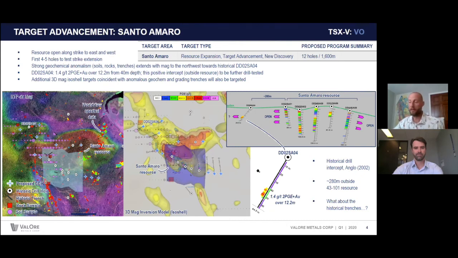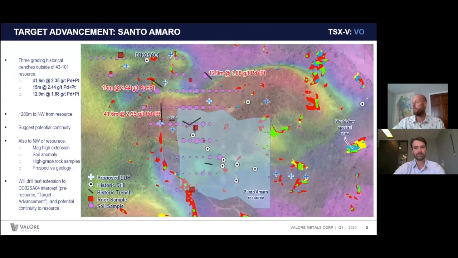Those are strike extensions we're going to test to immediately expand the resource. But there are also these more further afield targets, target advancement style, that have seen historical drilling and had a good intercept, but again were just never followed up upon. Okay, to further that, we'll discuss the trenching numbers, which I was referring to just a moment ago.